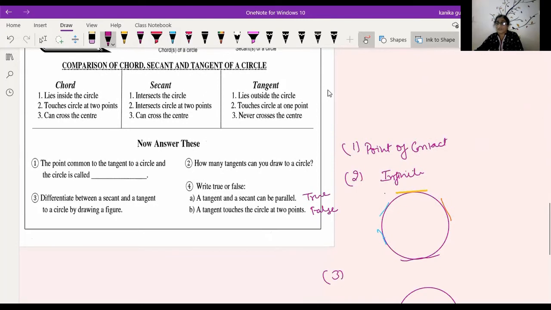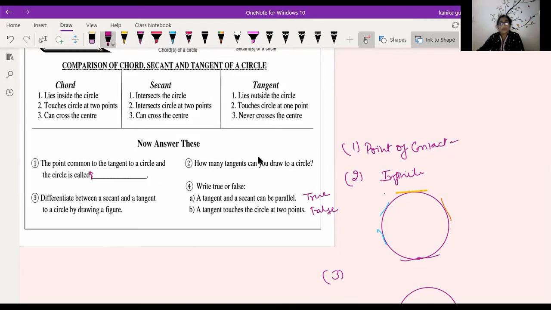Now it lies outside the circle, it touches the circle at the 1 point and never crosses the center. Now answer these questions. The point common to the tangent to the circle and the circle is called... Now here this point is called the point of contact. Now this is the point of contact.